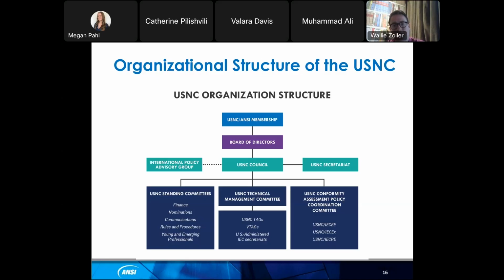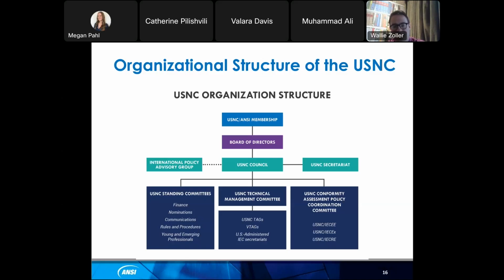The technical management committee makes sure that our US TAGs, our virtual TAGs, and that our IEC administered secretariats, of which I am one, are operating properly within the directives. And if there are any issues outstanding, that they have an escalation path in order to make sure that they're operating both correctly and within the directives to bring the most value.